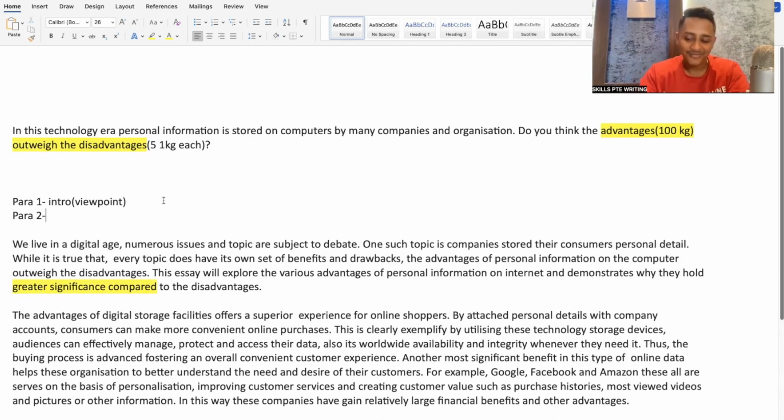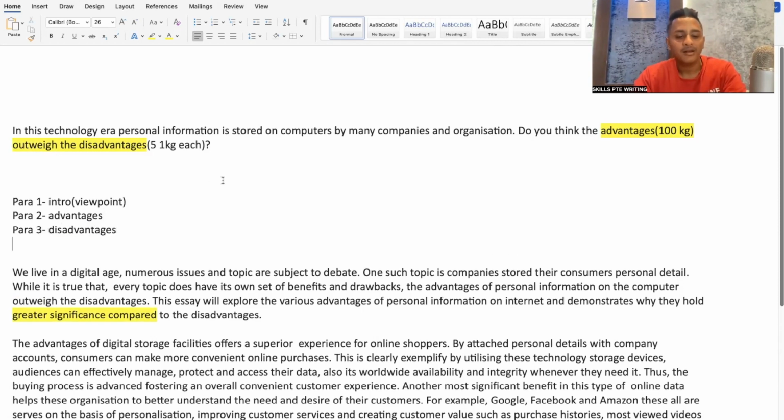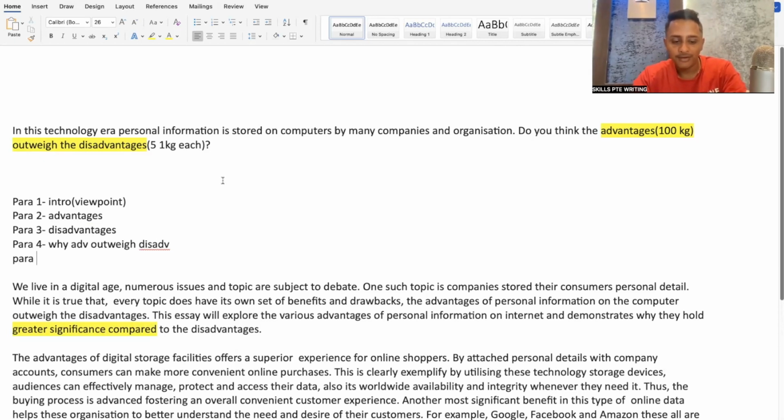Para 2, probably you can talk about advantages. Para 3, you talk about disadvantages. Para 4, you talk about why advantage outweigh disadvantage or vice versa. Para 5, conclusion. What holds greater significance is this particular thing.